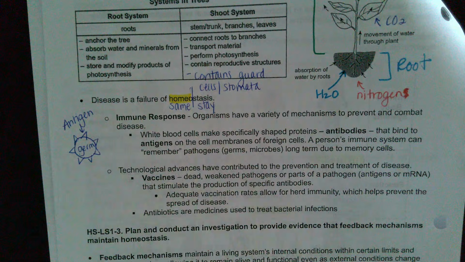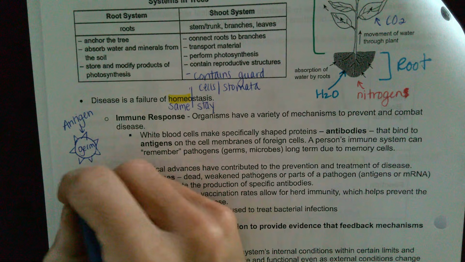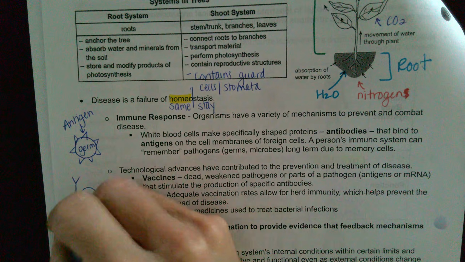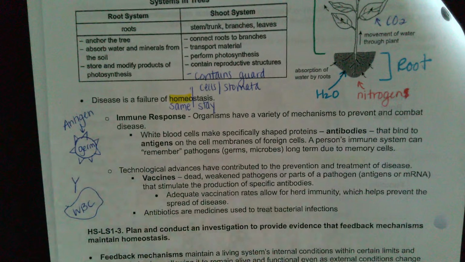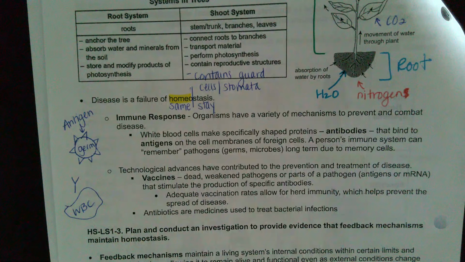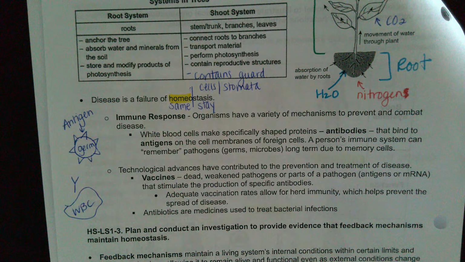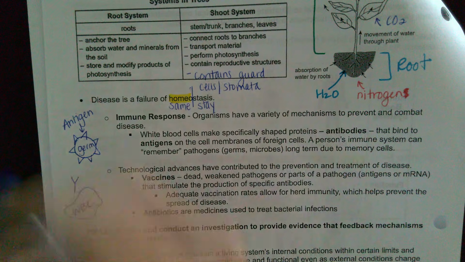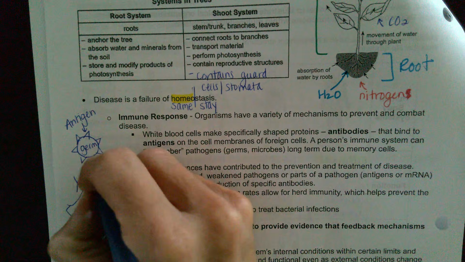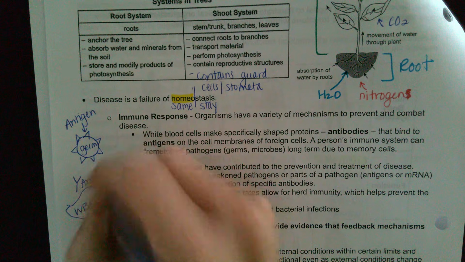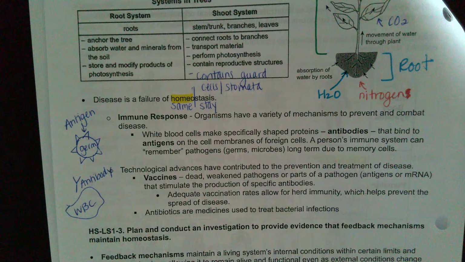Once the white blood cell recognizes, oh my goodness, there's an antigen here, and that antigen doesn't belong, the white blood cell, which can look kind of like a little Pac-Man, starts making these antibodies. Think back to protein synthesis. Proteins have a specific shape. Notice how my antibody and my antigen seem to have matching shapes, like a lock and key, a specific shape. Sometimes it'll be called a complementary shape.